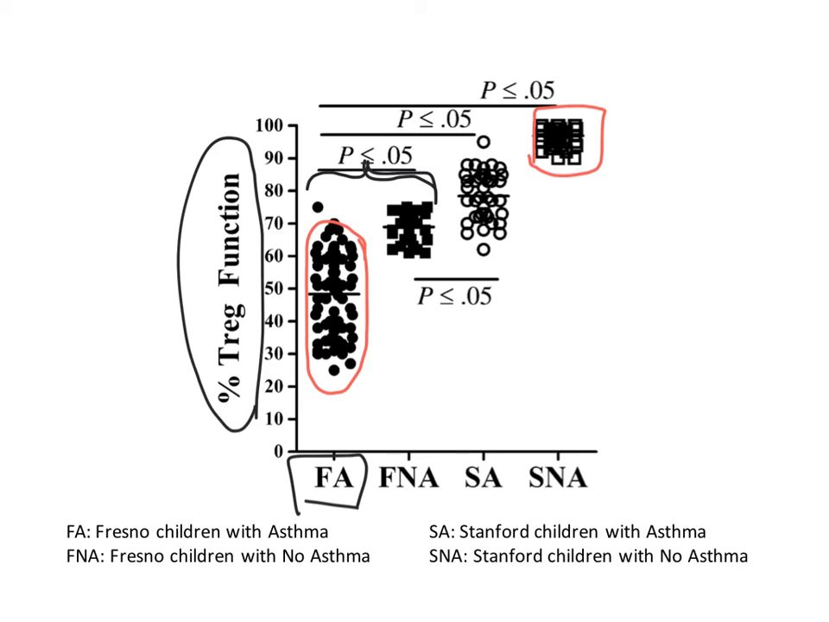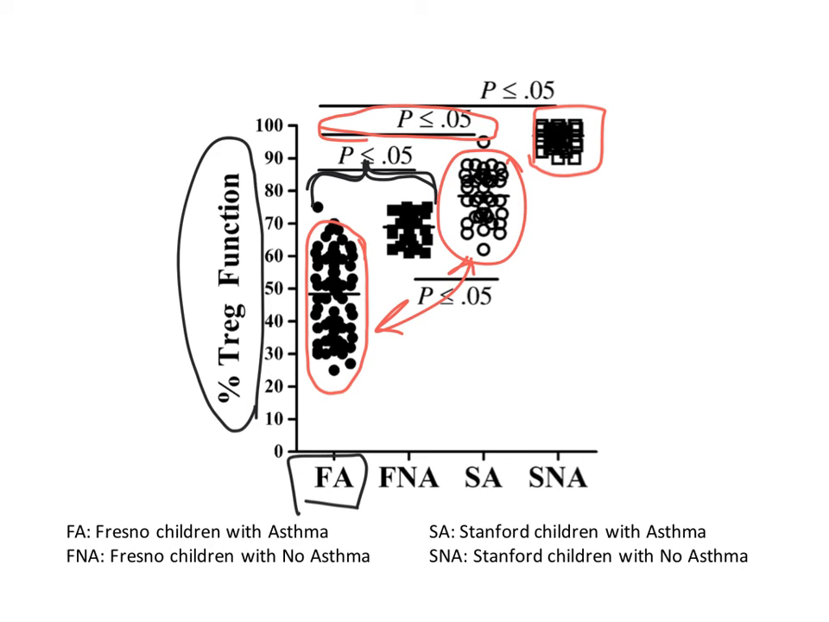So what they've done is a statistical test comparing just Fresno with asthma and Fresno without asthma. Are those two sets of measurements significantly different? The answer is p is less than 0.05. Yes, there's a statistically significant difference. So what happens when you compare Fresno kids with asthma to Stanford kids with asthma? FA versus SA. That's this graph up here. Also p less than 0.05.